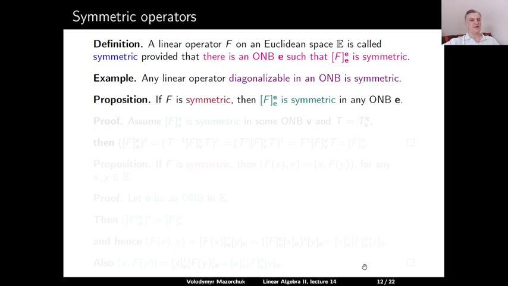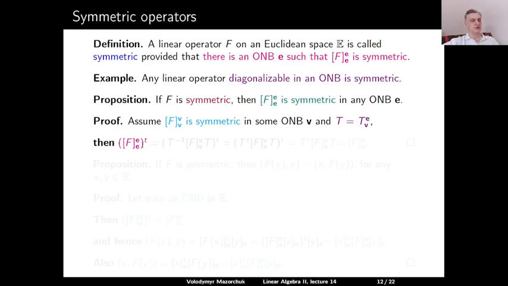If we have a symmetric linear operator, so if we have a linear operator for which there is an ONB in which the matrix of this linear operator is symmetric, then the matrix of this linear operator is symmetric in any ONB. Proof. Assume that the matrix of F is symmetric for some ONB V, and let T be the transformation matrix from V to E. We do the same computation as on the previous slide.